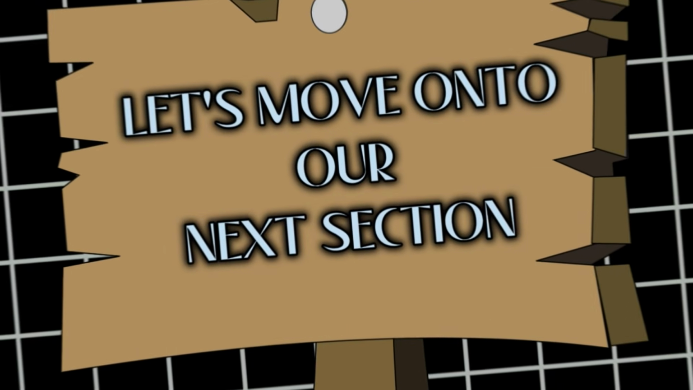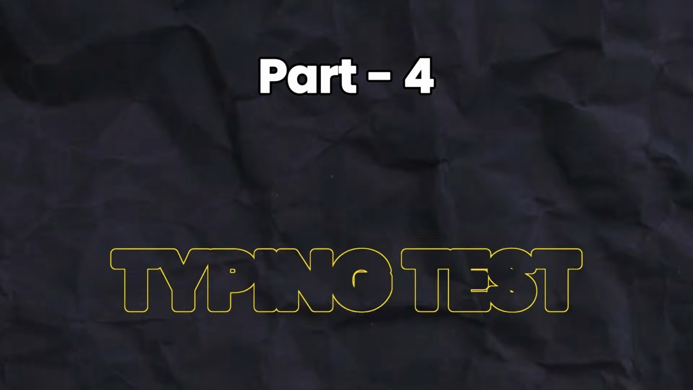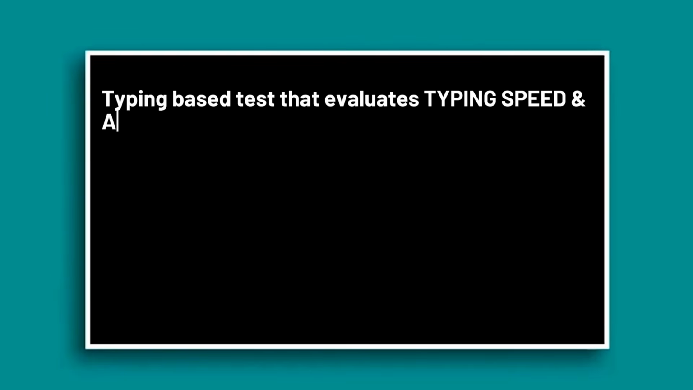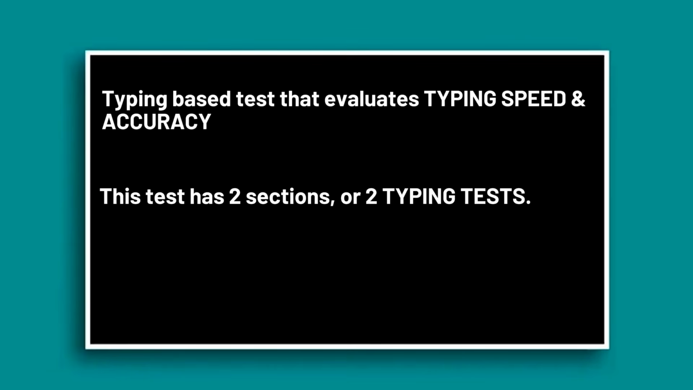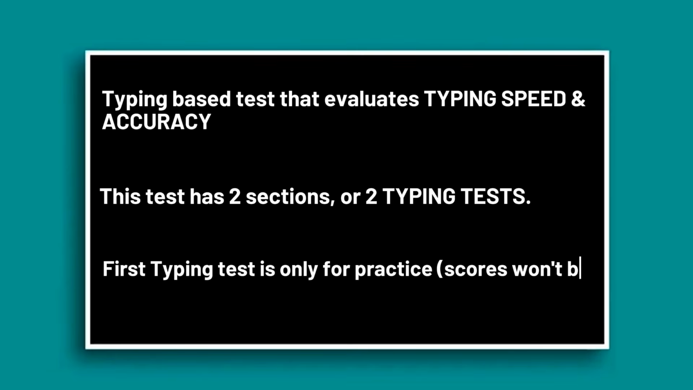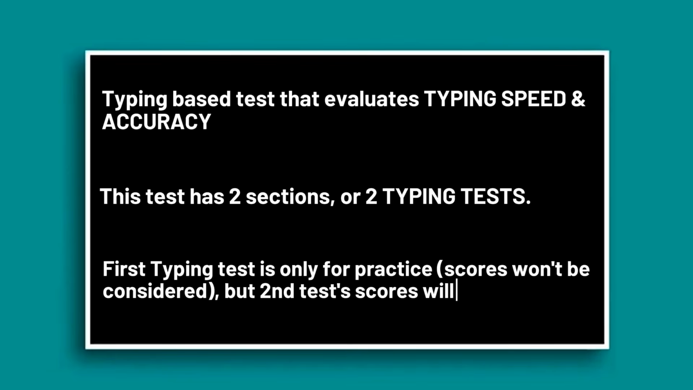This takes us to the final part of the test, part 4, typing test. The test instruction says, typing-based test that evaluates typing speed and accuracy. So this test basically has two sections, or you can say two typing tests. Guys, point to be noted, the first typing test is only for practice and its scores won't be considered. But the second typing test is going to be the important one because उसके scores consider होंगे.